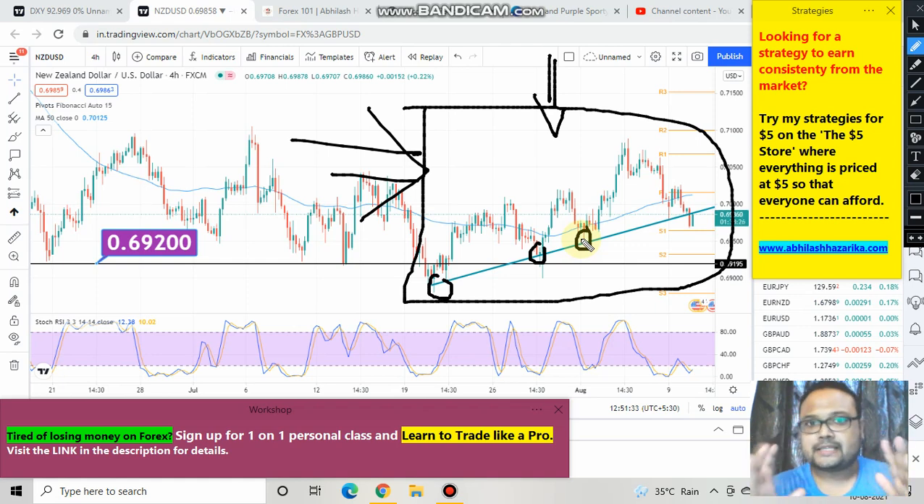the chart is kind of messy here, so let's try to understand what is going on in the chart of NZDUSD. Let's try to understand each and everything in detail, then we'll be jumping to the strategy. Clear? So let's get started.